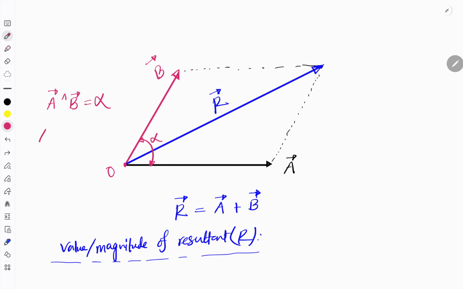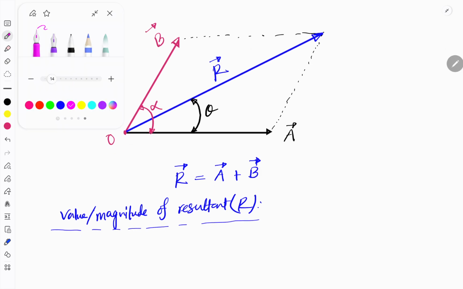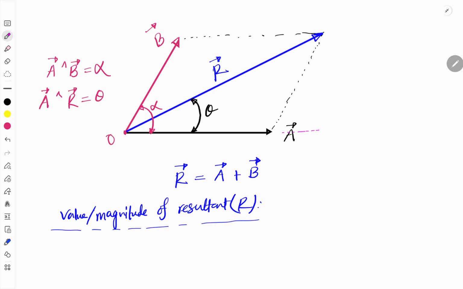And let's say I have another angle between A and vector R, that is theta. I choose the angle arbitrarily. This is my choice, you can choose it differently. So in order to find out the value of R, let me draw a right angle triangle. So this is 90 degrees.